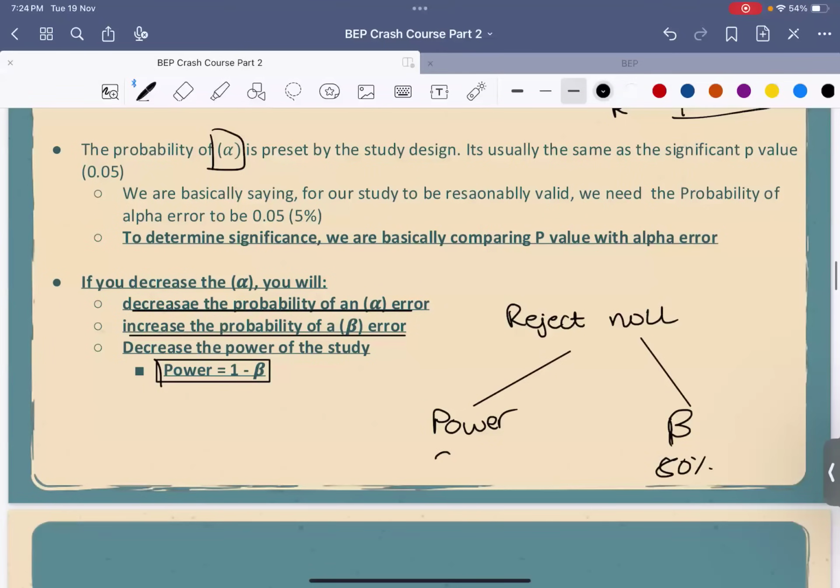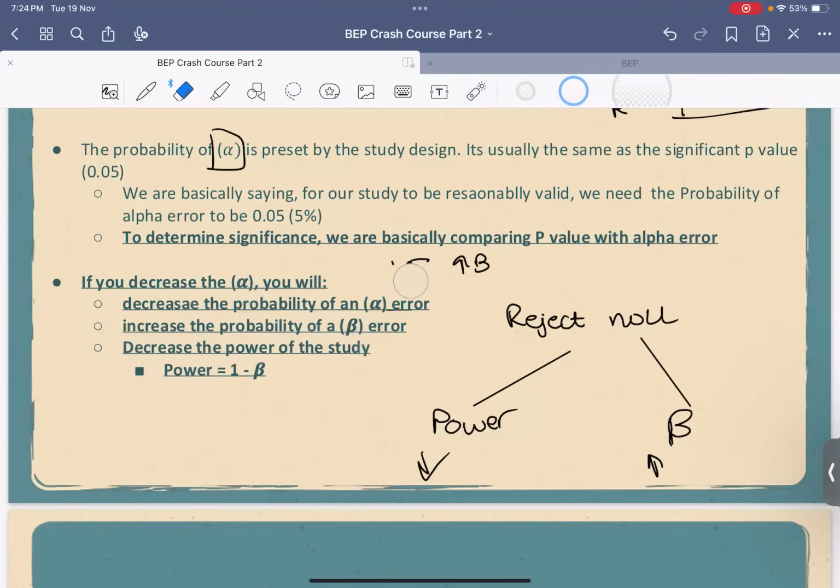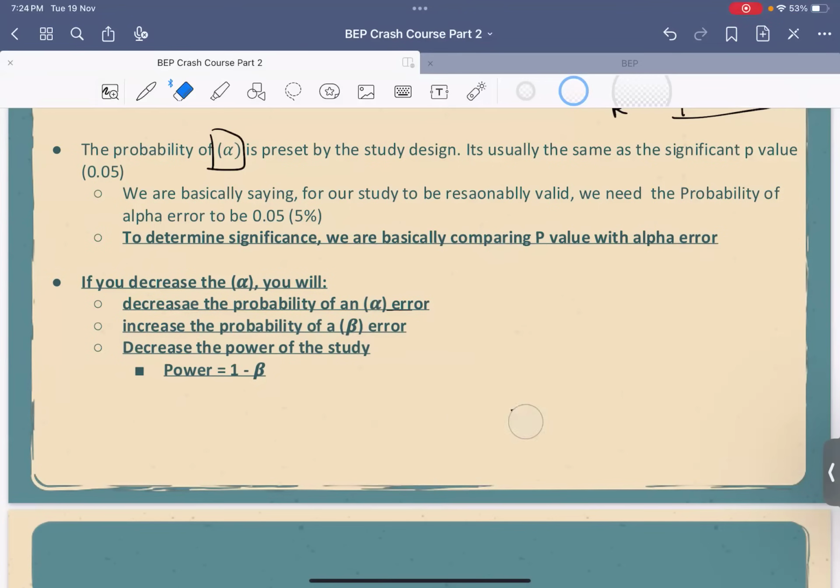So that's why power is 1 minus beta, okay? And also beta is 1 minus power. So if we decrease alpha, we will increase beta. If this is more, this is going to be less, right? They're opposite. So if we increase beta, power is going to be less. Very important. So now we linked power to sample size, and we also linked it to the alpha.